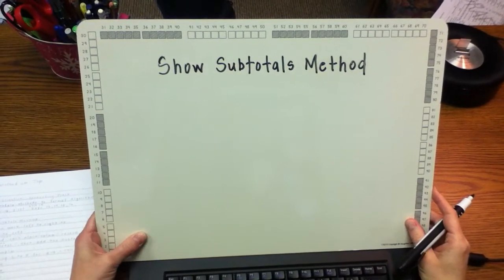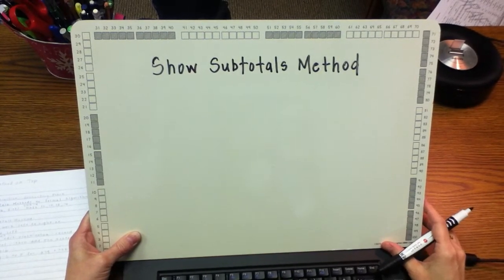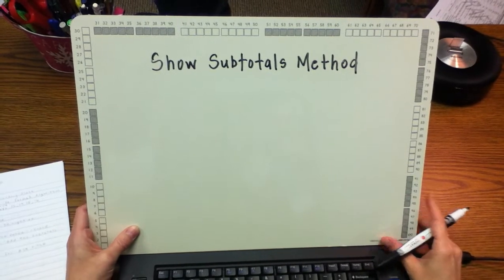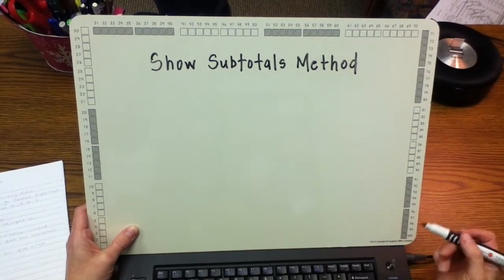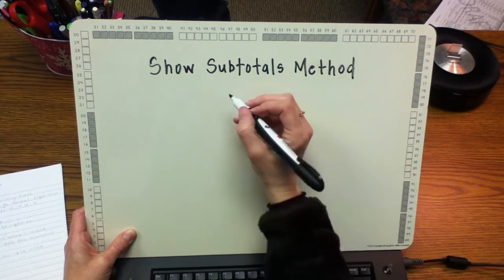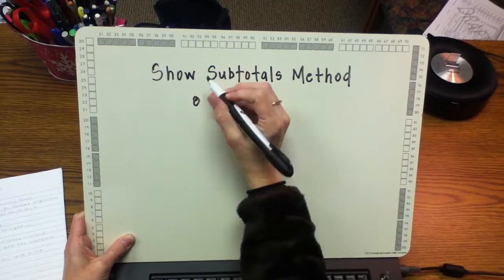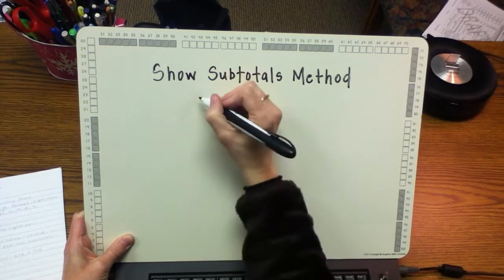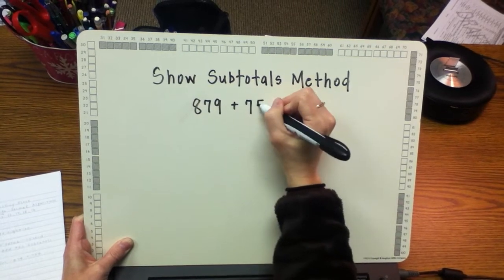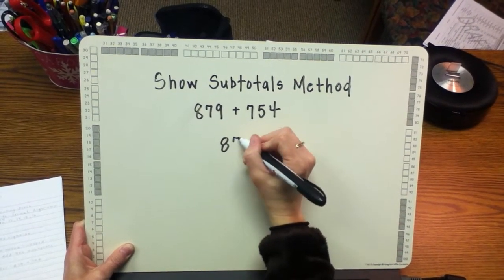So this is the show subtotals method, and in this method students can work left to right or right to left. The idea is that students add each place value and they record that subtotal and then they add the subtotals. So for example, I'm going to show left to right first, and I'm going to do the problem 879 plus 754. And so when I write it, I'm going to write it vertically.